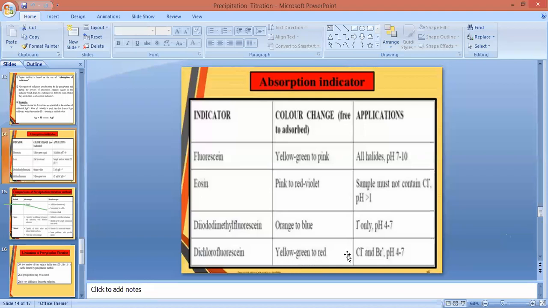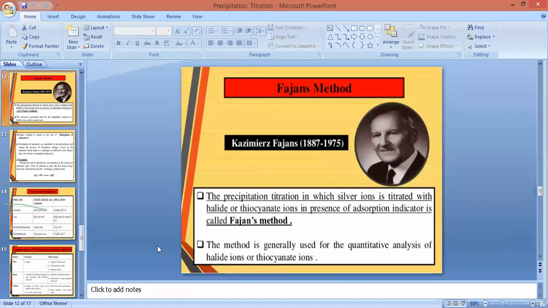Yellow green to red, and it is particularly used for determination of the analytes chlorine and bromine, and it works in a pH range of 4 to 7. So these are the 4 indicators used in Fajans method of analysis. What is the basic principle of Fajans method of analysis?